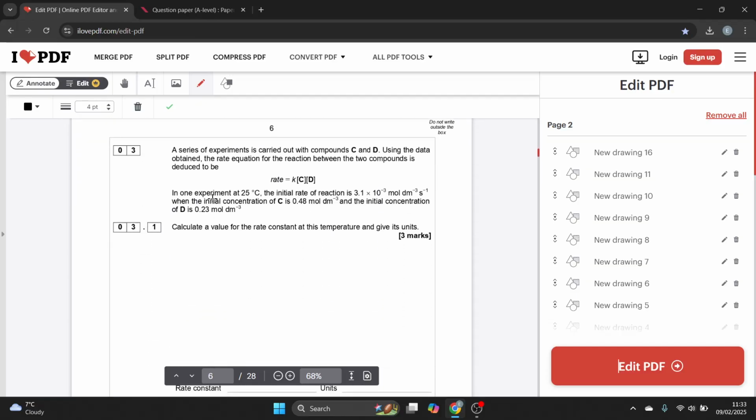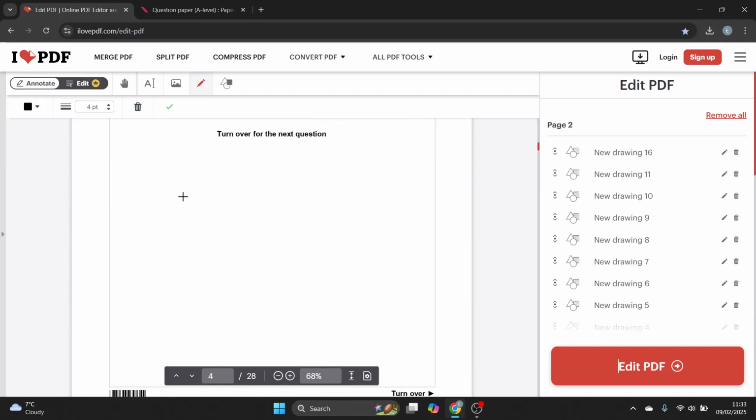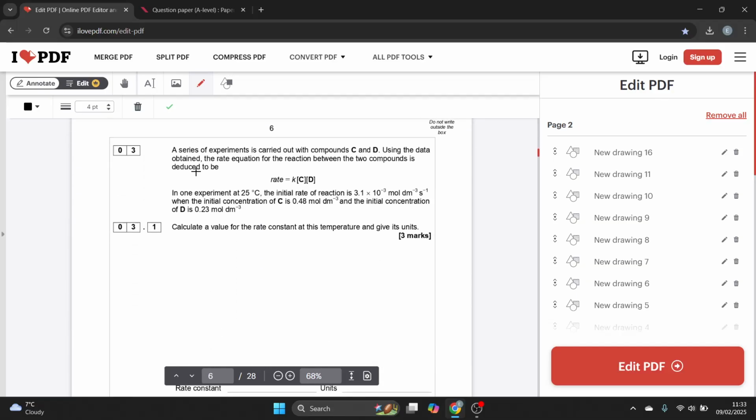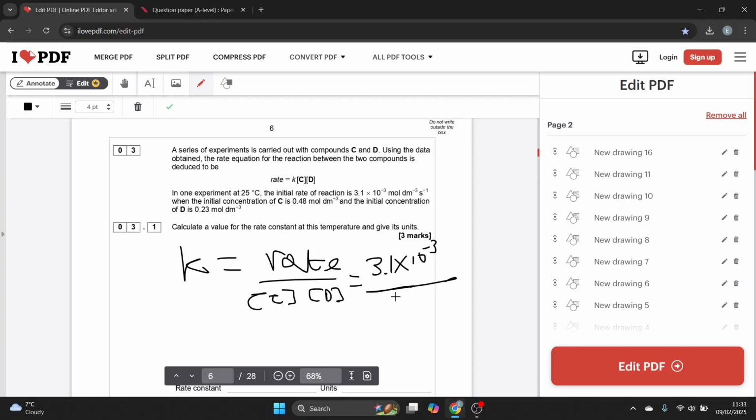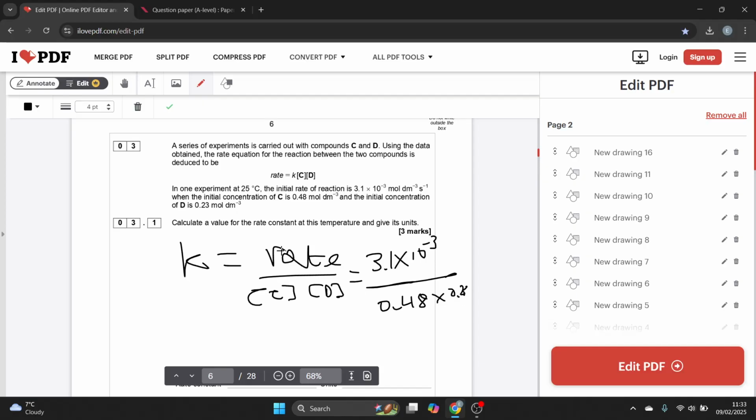Question 3, calculate the value for the rate constant at this temperature and give its units. Okay, so I know in one experiment at 25 degrees Celsius, the initial rate is that, initial concentration is that, initial concentration is that, rate constant. So rate constant K equals rate divided by concentration of C times by concentration of D, which is the initial rate 3.1 times by 10 to the power minus 3 divided by 0.48 times by 0.23. And that will give me the rate constant.